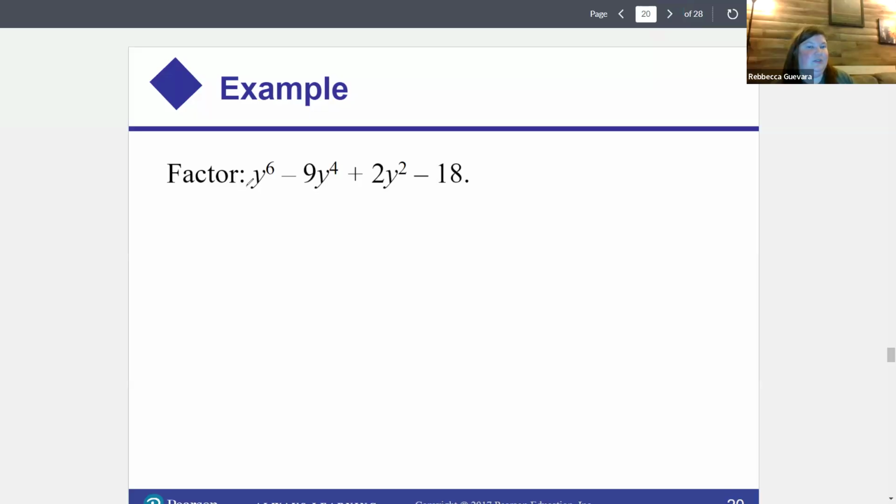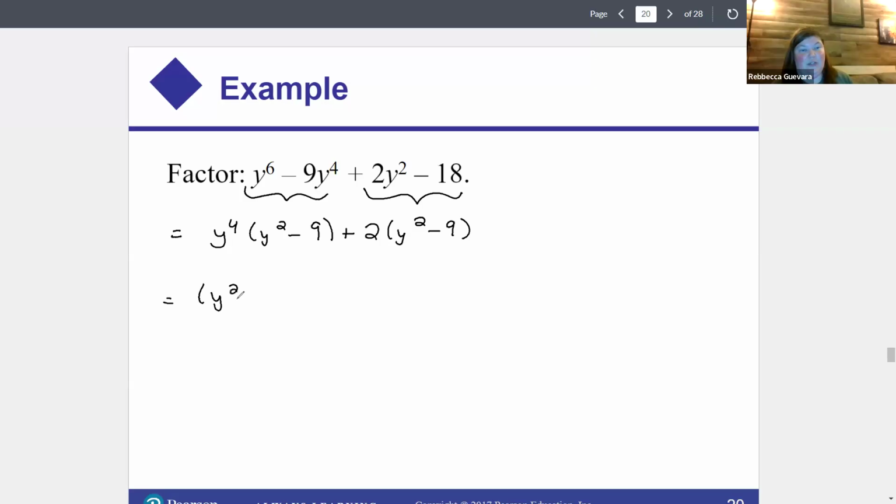One of the things we like to try sometimes, especially with an even number of terms like 4, is to do factoring by groups. So I'm going to pair these two together, and I can take y to the 4th out, leaving just y squared minus 9. Here I can take 2 out, and I'm left with y squared minus 9 as well. So if I factor out y squared minus 9, because that is now a common binomial term, I'm left with y to the 4th plus 2.